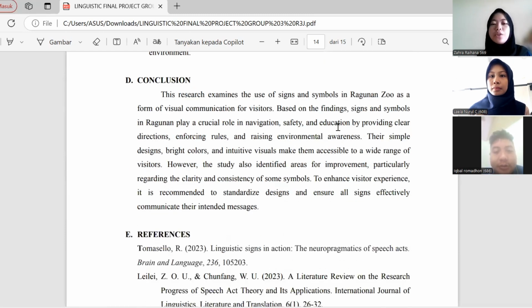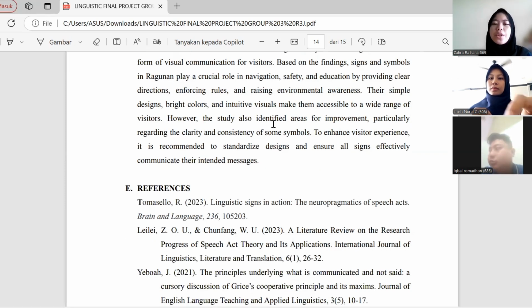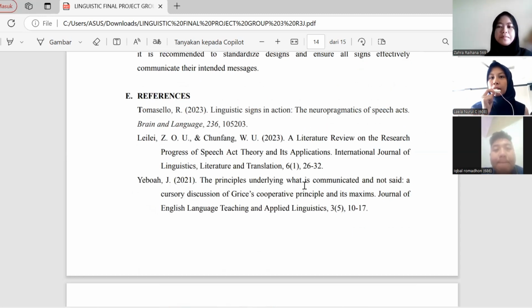This research examines the use of signs and symbols in Ragunan Zoo as a form of visual communication for visitors. Their simple design, bright colors, and intuitive visuals make them accessible to a wide range of visitors. However, the study also identified areas for improvement, particularly regarding the clarity and consistency of some symbols. C. References. Here are some references we can mention.